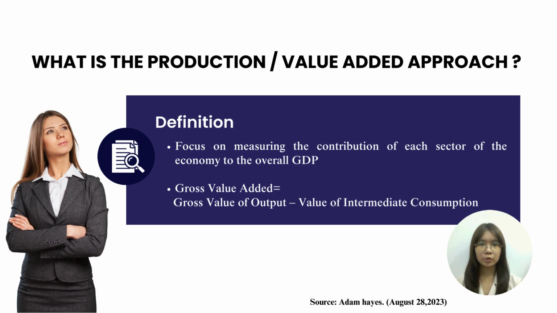The production approach, also known as the value-added approach, calculates how much value is contributed at each stage of the production. The formula of the production approach is the gross value added equals the gross value output minus the value of the intermediate consumption. This method provides a clear picture of the contribution of different sectors to the overall economy by measuring the added value created at each stage of the production process.